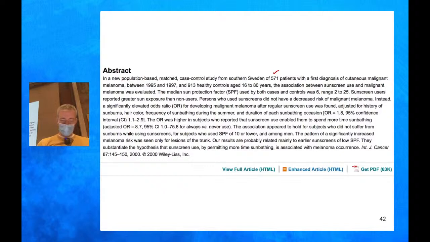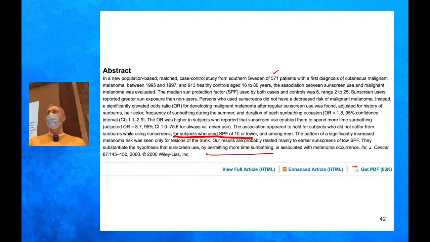And it turns out, if you read this actual paper and see what they actually find, they substantiate the hypothesis that sunscreen use, by permitting more time sunbathing, is associated with melanoma occurrence. So essentially what they're saying, and they're also saying that this was mostly for subjects using low SPF, is that people would put on low SPF sunscreen and then go out and lay in the sun all day, thinking that the sunscreen they put on then protected them from any negative side effect of the sun. So by permitting more time sunbathing, the sunscreen actually put people in danger.